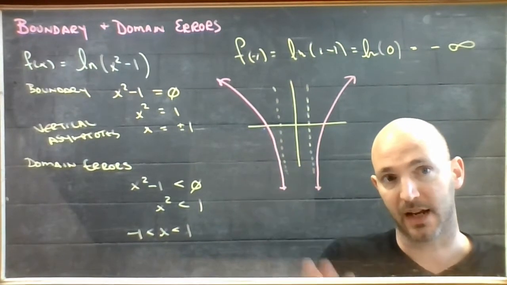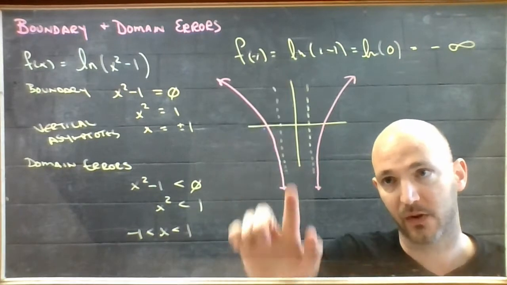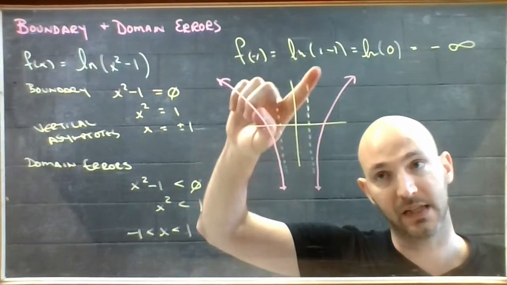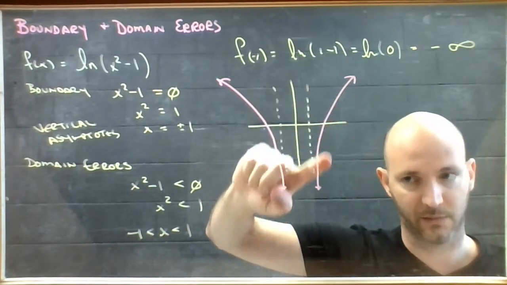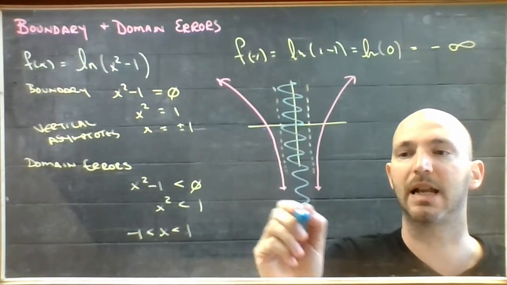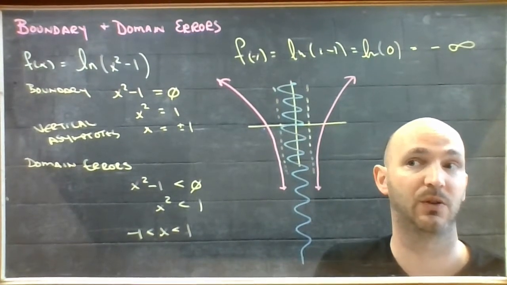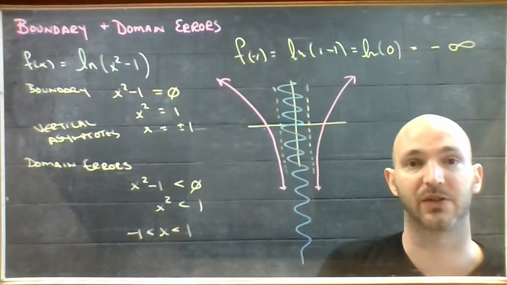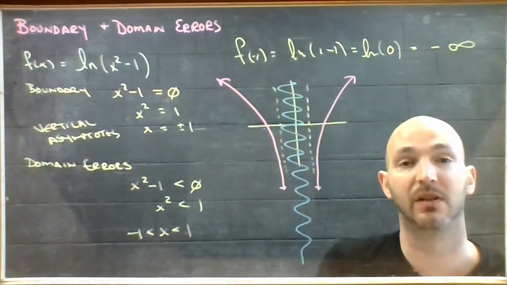And you can see what's happening there is at this vertical asymptote at -1, it rides all the way to -infinity. At this vertical asymptote at +1, it rides all the way to -infinity. And there is absolutely nothing between those two vertical asymptotes because there is a domain error in this function that obliterates the function between those two values.